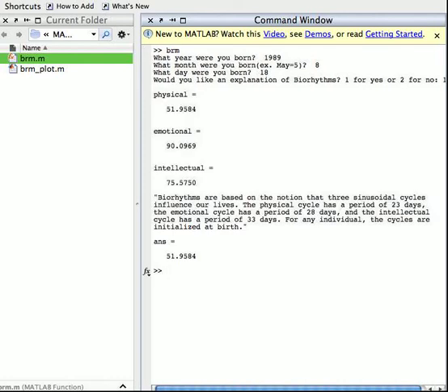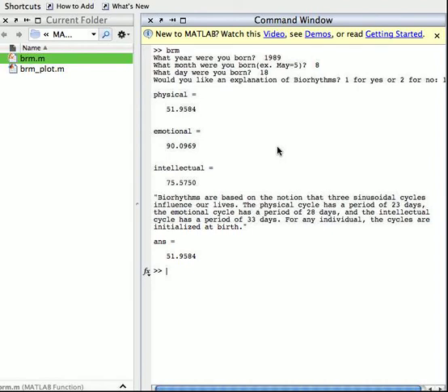Enter. Here it has the percentage of the physical level, which is almost 52%, the emotional level, which is about 90%, and the intellectual level, which is almost 76%. And because the person put in yes for X, they get this small paragraph. Biorhythms are based on the notion that three sinusoidal cycles influence our lives. The physical cycle has a period of 23 days, the emotional cycle has a period of 28 days, and the intellectual cycle has a period of 33 days. For any individual, the cycles are initialized at birth.